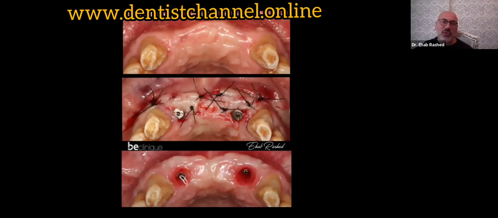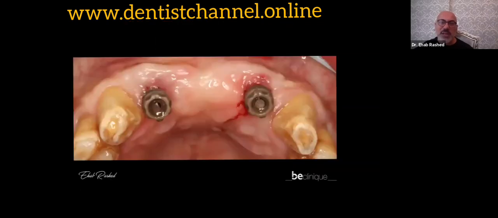And it didn't have to go to another site to take a free gingival graft and graft it to the site. All you have to do is just move the tissue from the area that has a big amount of tissue to an area where you want to increase the tissue thickness. So I don't have to have many sites of surgery. And then when the site is ready like this, now I can take my impression.